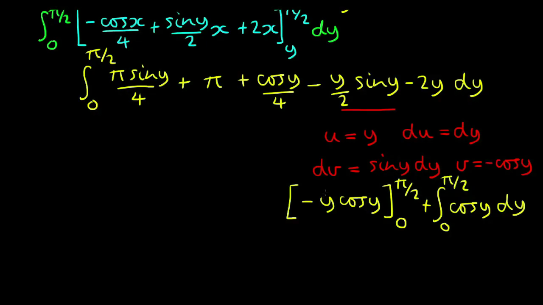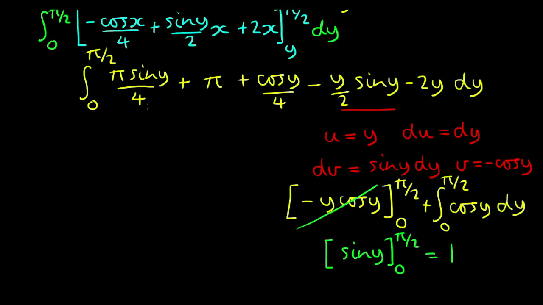So this integral gives minus pi on 2 cosine pi on 2, which is 0, and minus 0 by cosine 0. So this term drops out. And this integral evaluates to sine y, evaluated at 0 and pi on 2. So sine pi on 2 is 1, and sine 0 is 0.